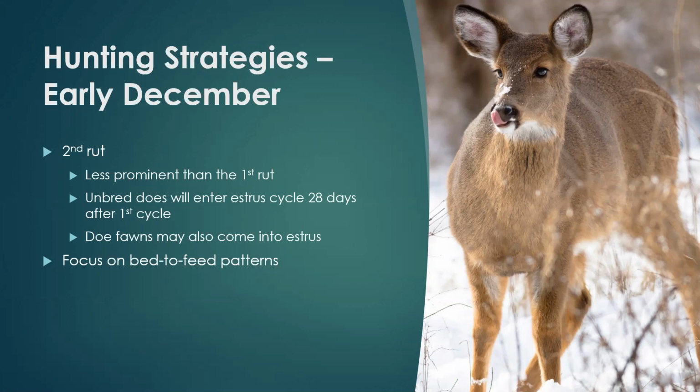Now you're not going to see a huge uptick in activity like you did during the primary rut, but you still can see some rutting activity during the second rut, particularly with the fawns. There are some doe fawns who, if they hit a certain body condition, size, and development, will actually go into estrus during this second cycle. So there are more does coming into estrus, but I'm still going to be focused on the food to bed patterns, or the bed to feed, whether you're hunting in the morning or evening, and not so much on rut activity.